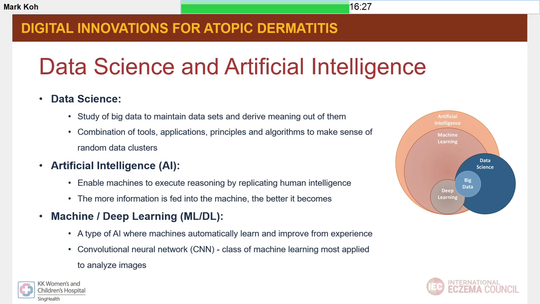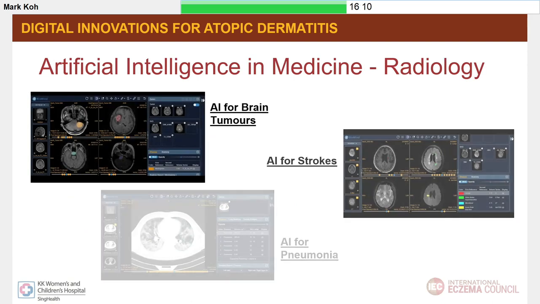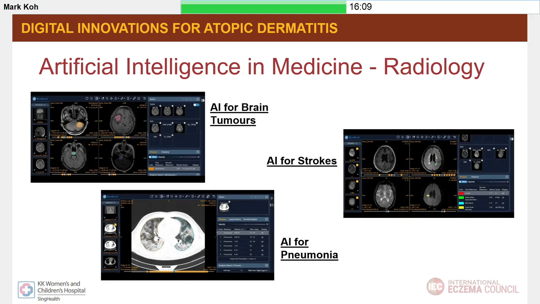But I think it's pervasive now in our world, and we really have to keep up with it. It's going to be in our lives, and if we don't evolve with it, we're going to be left behind. So we really have to learn how to use AI in the way we treat our patients, in the way we manage our practice.